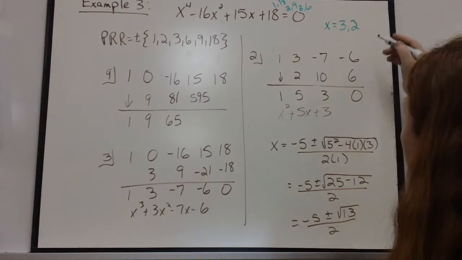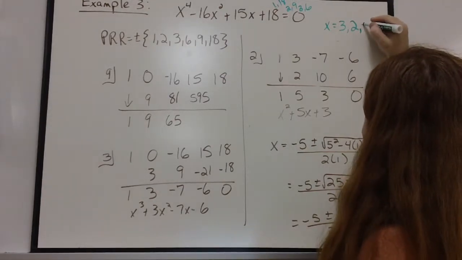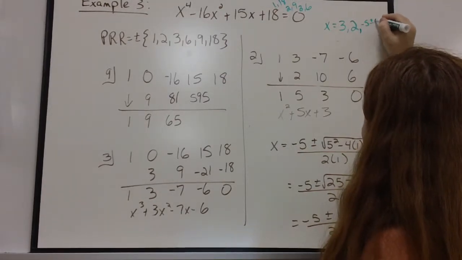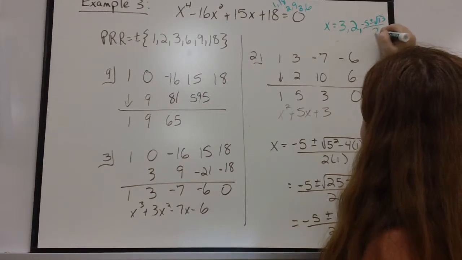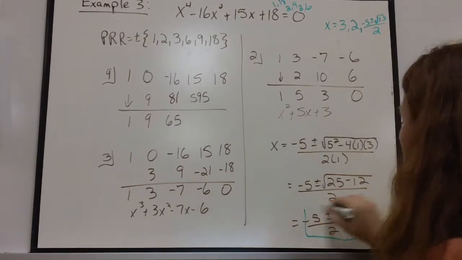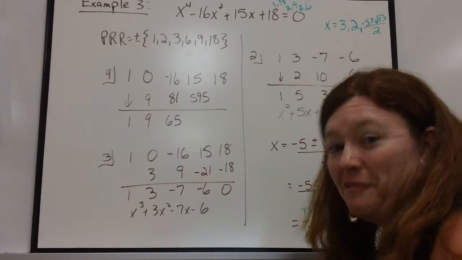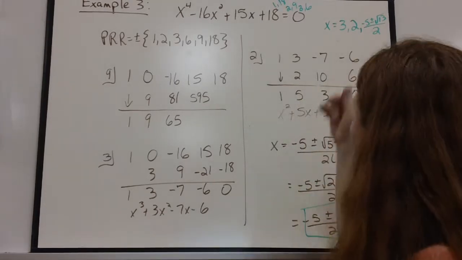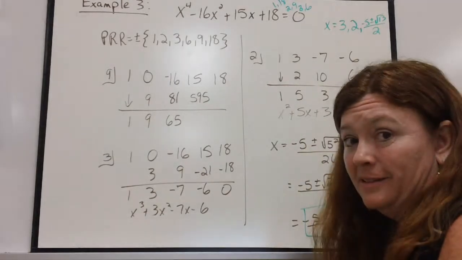Negative 5 plus or minus the square root of 13 over 2. I found my 4 solutions. I got them. Okay? There we go.